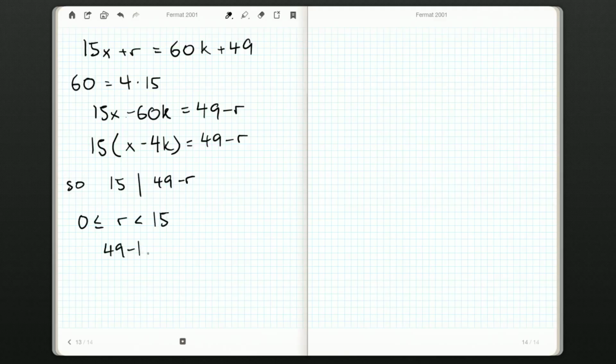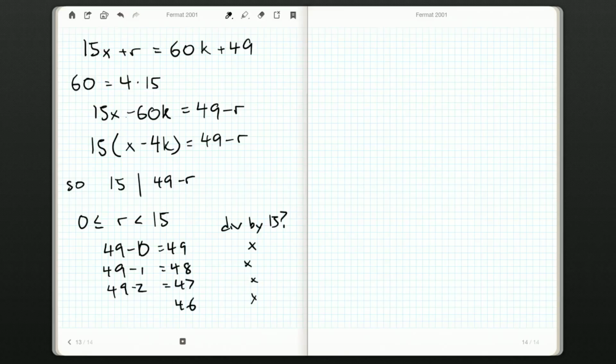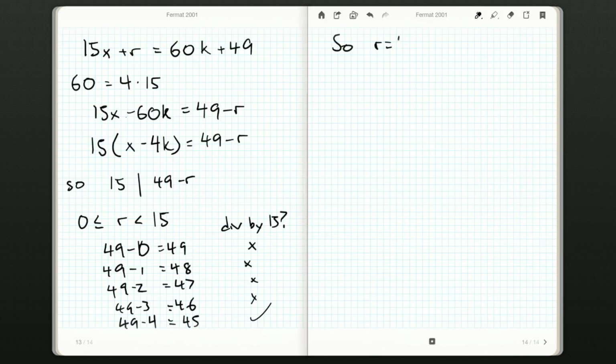Well, 49 minus 0 is 49, not divisible by 15. How about 49 minus 1? That's 48. No, we're getting closer though. 49 minus 2, no. The next one will also be no. 49 minus 4 is 45, and that's definitely divisible by 15. So that should be the remainder, and as I already remarked, that is answer C.